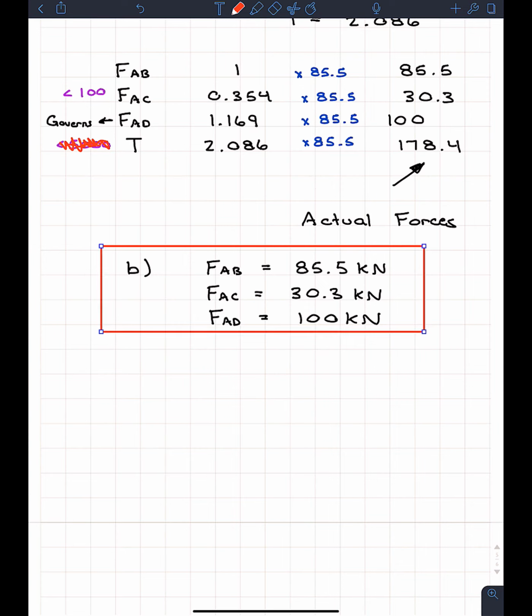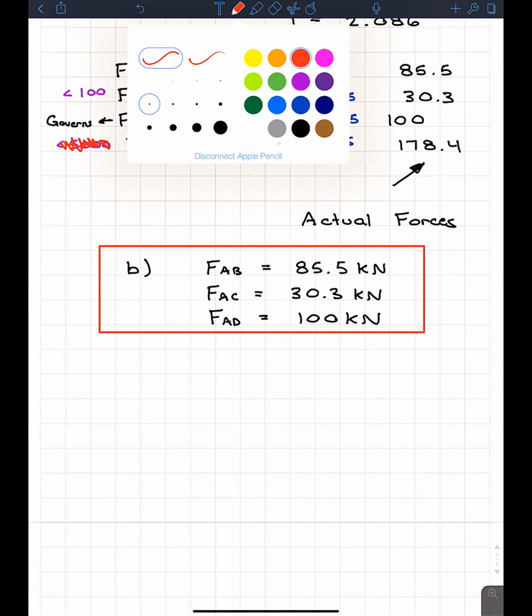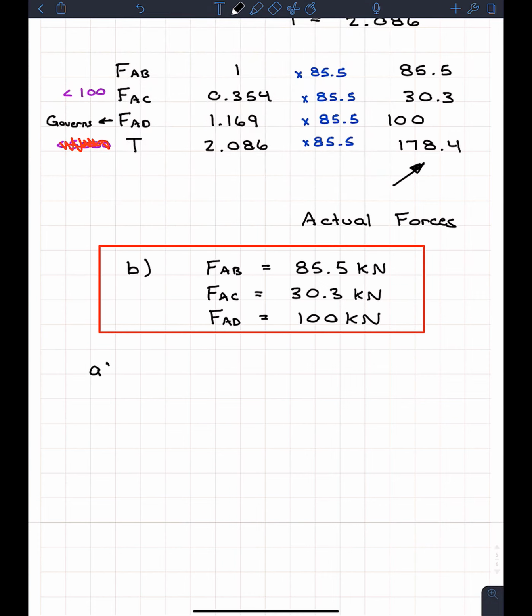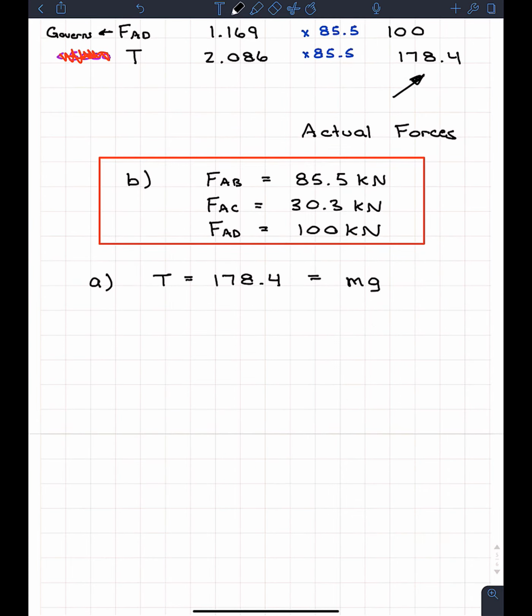Beautiful. But then we're going to say, okay, well, we went a little too far. Let's go back and do part A real quick. So part A, it's very simple because we know that the tension in that cable is equal to 178.4. And since it's just acting straight downwards because of that motor, this is equal to the weight of the motor, which is just M times G. And M is what we want to solve for. It's the mass of the motor. And gravity, well, it'll tell you.